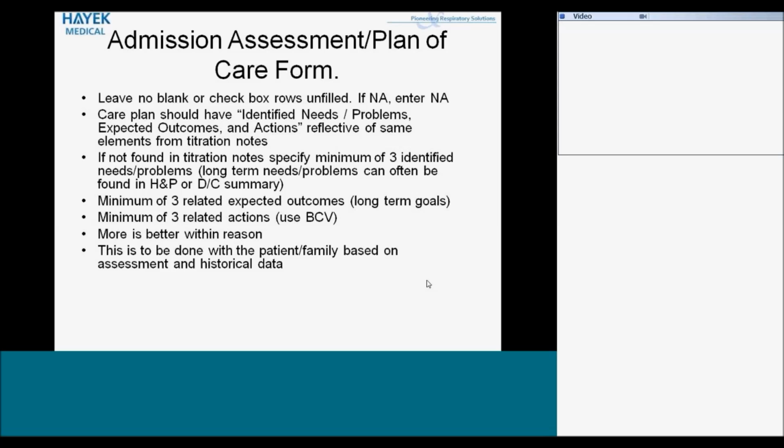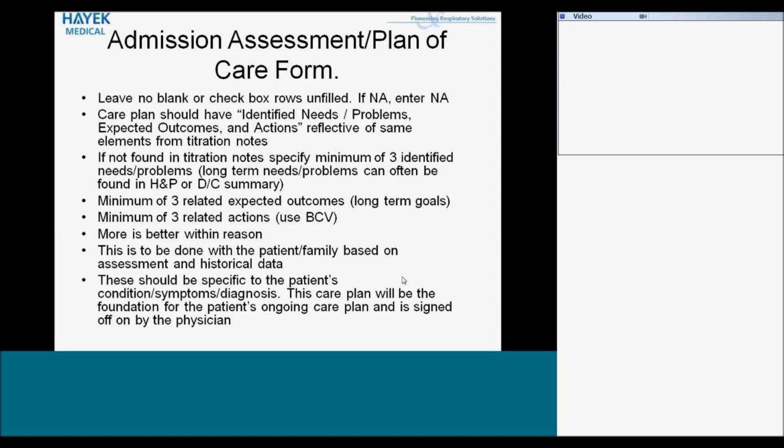Okay. Work through this. Once you've got an idea of what's right with the patient, work through it with the family and the patient. Make sure they're involved in the process, and base it on your assessment of the patient and the historical data. And they should be very specific to the patient's condition, symptoms, and diagnosis. And this care plan will be the foundation for the patient's care plan as we go through the long-term care of this patient.